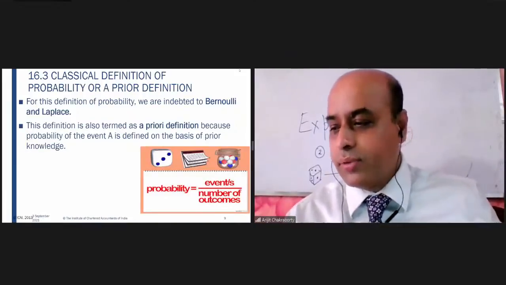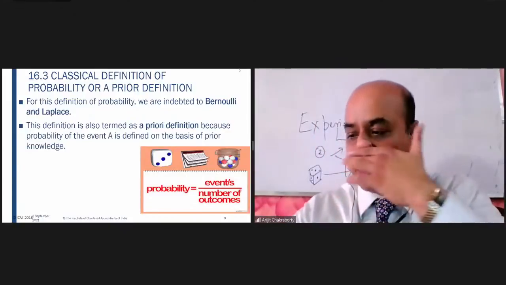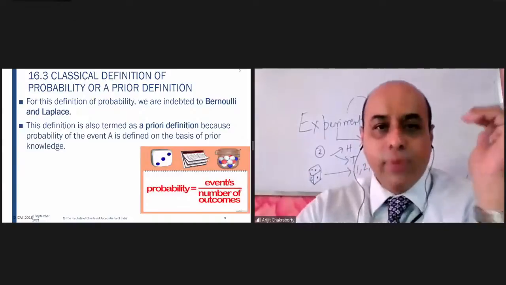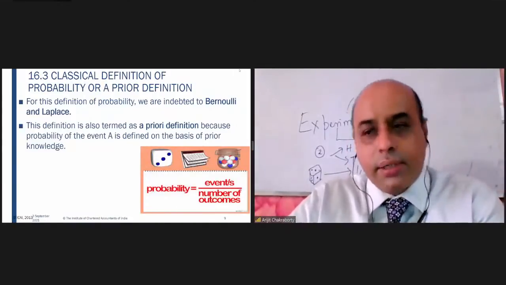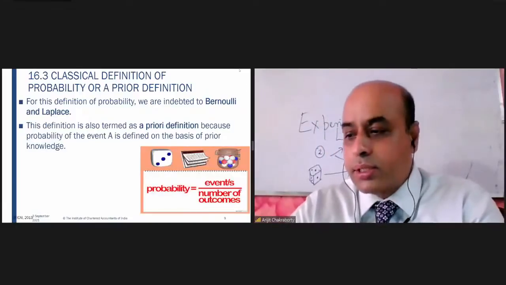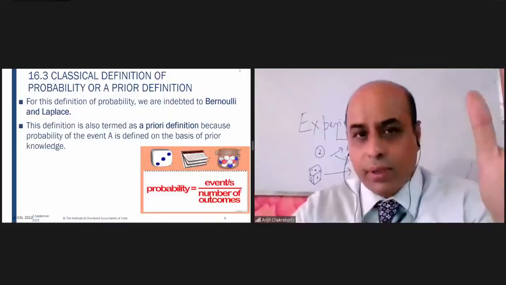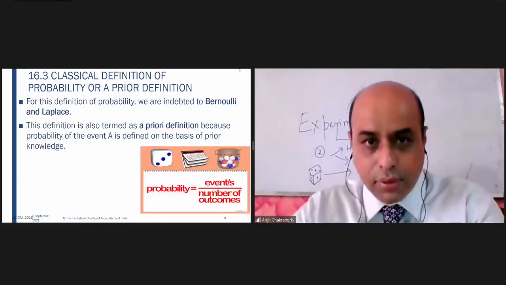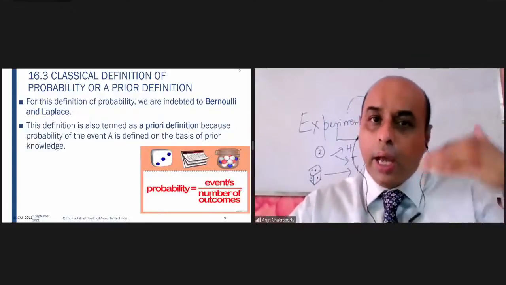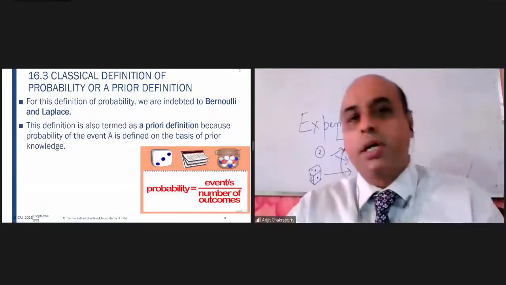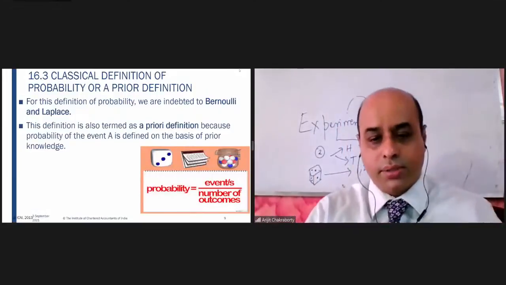Yes, Chavi has written, can we say the tossing of a coin? Yes, tossing of a coin is an experiment. The events are definitely mutually exclusive and exhaustive. Because if head happens, tail will not happen. That means they're mutually exclusive. And they're exhaustive because either head or tail has to happen. There is no third possibility. So they are mutually exclusive and exhaustive.